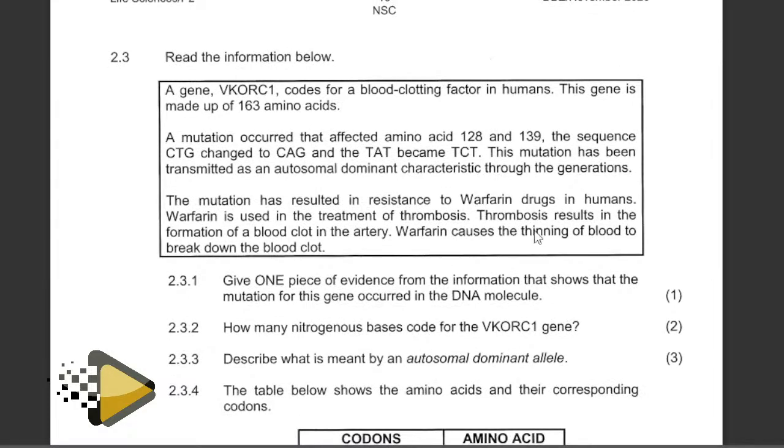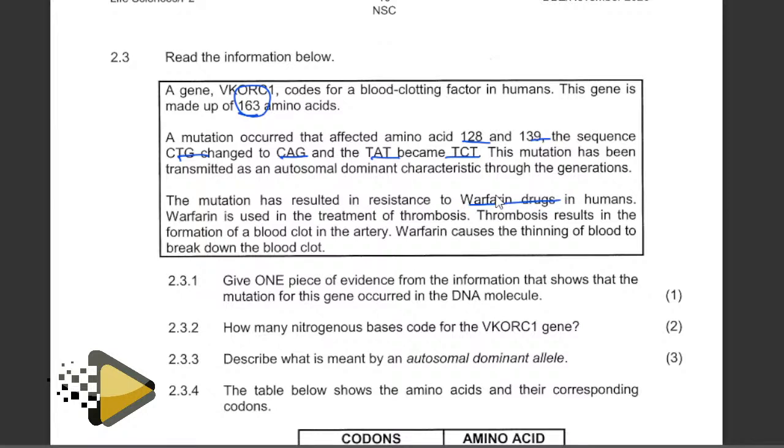All right, let's continue to the next question. Read the passage. A gene codes for blood clotting in humans. This gene is made up of 163 amino acids. A mutation occurred at amino acids 123 to 128 of the sequence. This changes to this, and then this changes to this. The mutation has been transmitted as autosomal. And they are saying that the mutation has resulted in resistance to the drug warfarin in humans.